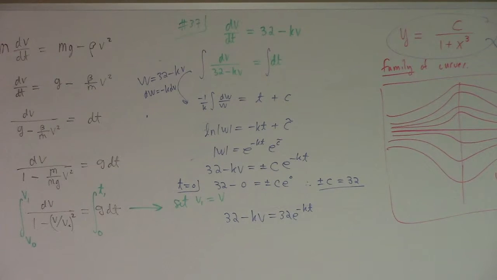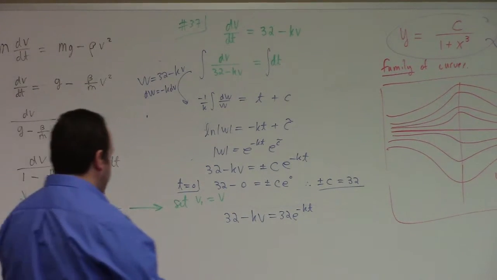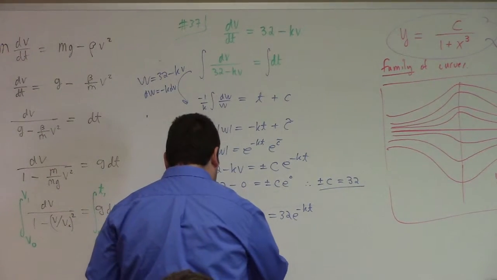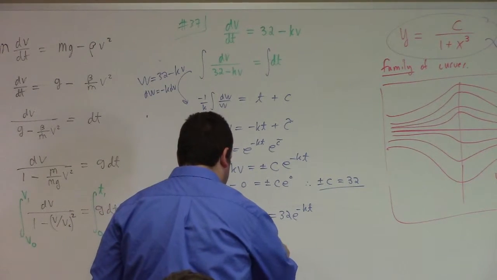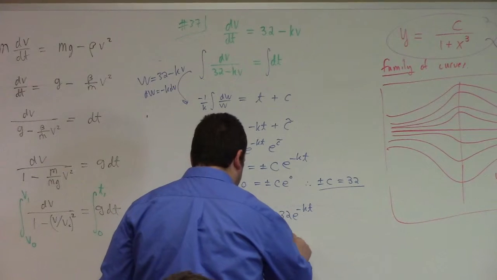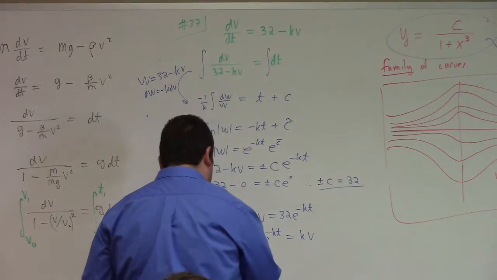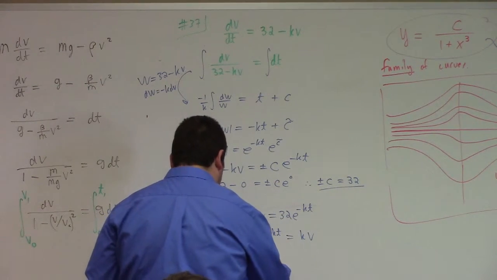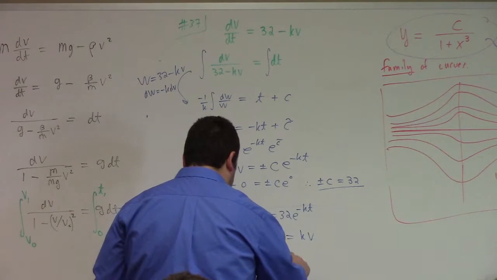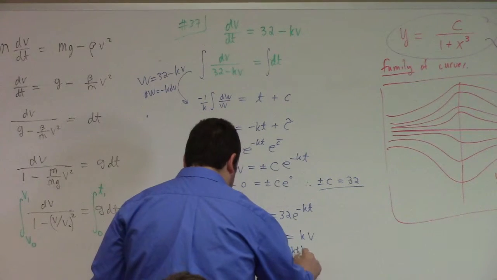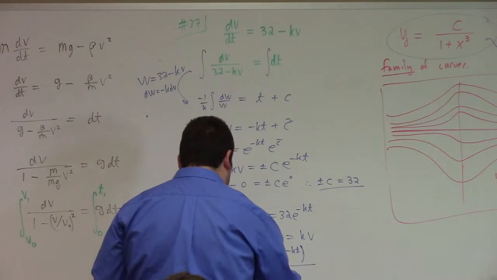Oh, fine. How would I solve for v? Isolate it, right? So I got 32. I can't talk about the next part without doing this. So we got v is equal to what? 32 times 1 minus e to the minus kt, divided by k.